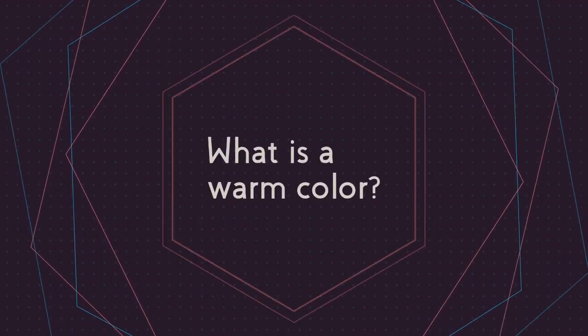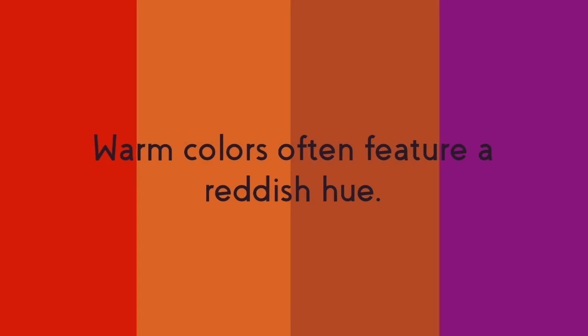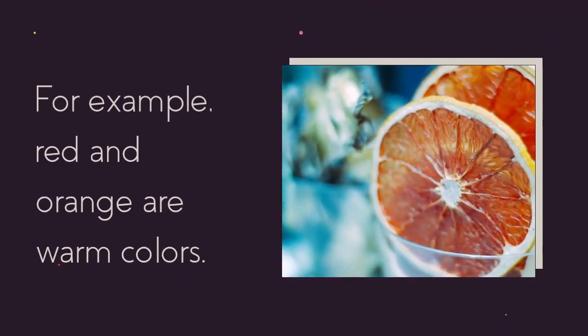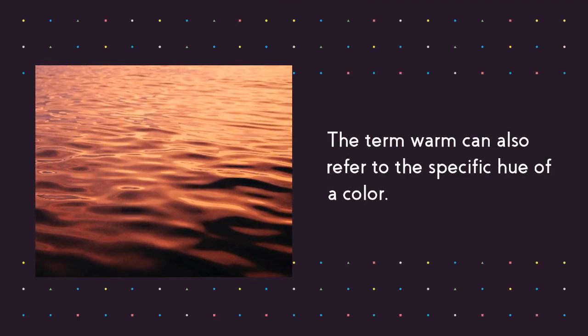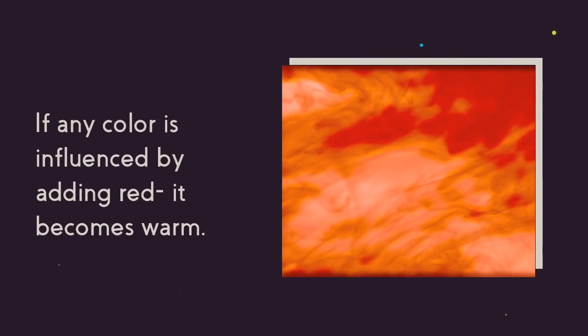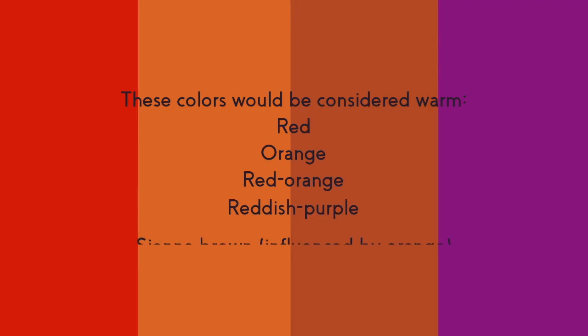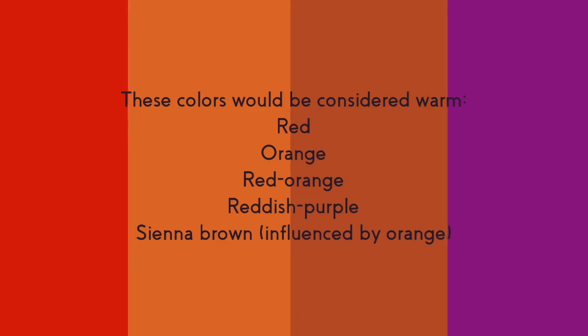What is a warm color? The word warm refers to the nature of this grouping of colors. Warm colors often feature a reddish hue. For example, red and orange are warm colors. The term warm can also refer to the specific hue of a color. If any color is influenced by adding red, it becomes warm. These colors would be considered warm: red, orange, red-orange, reddish-purple, and sienna brown, which is influenced by orange.